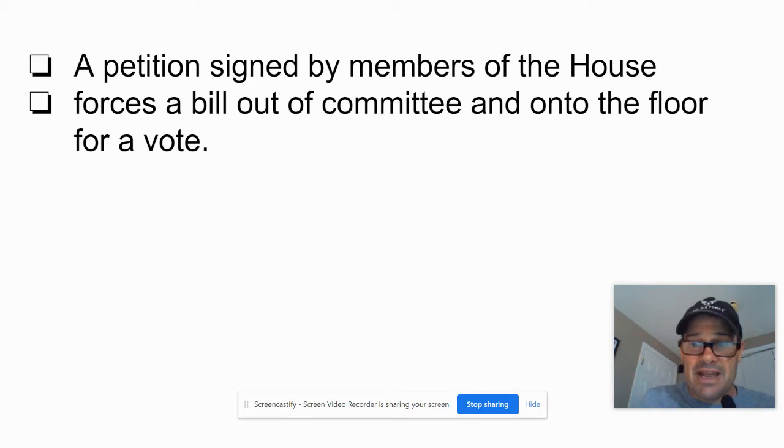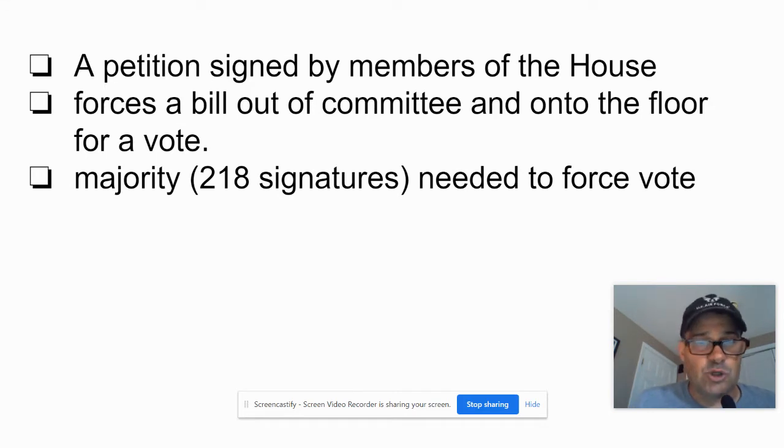Remember, committee chairs have gatekeeper power. They can just kill the bill and say, you know what, we're not going to do anything with this bill. Well, the only way to get it out of committee, if the committee has killed it, is to force it out of committee with a discharge petition. So this will force it out onto the floor of the House for a vote.